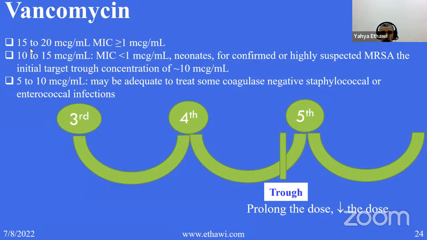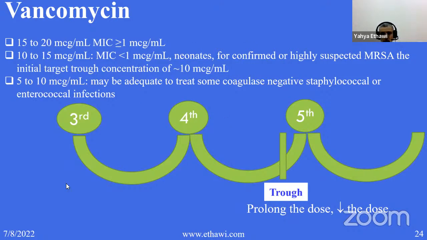If the level is 10 to 15, it is usually on the higher side, but it is an acceptable level. If the level is 5 to 10, then it is probably adequate in treating contaminants, such as coagulase-negative staph, such as Staphylococcus epidermidis, or enterococcal infection. But for MRSA, you need a higher level.